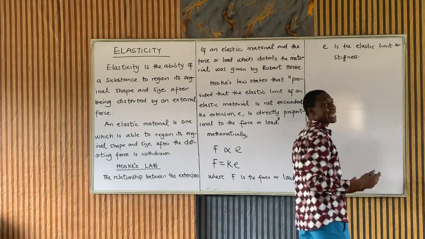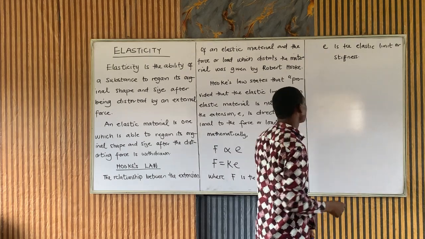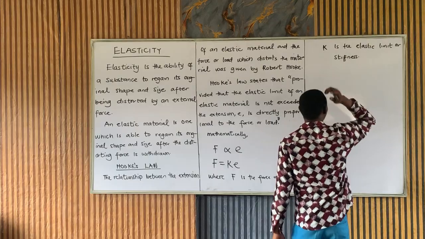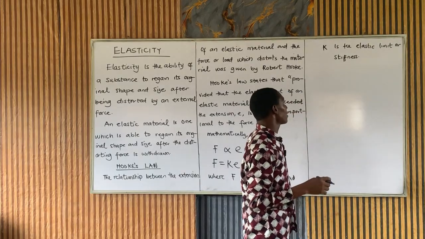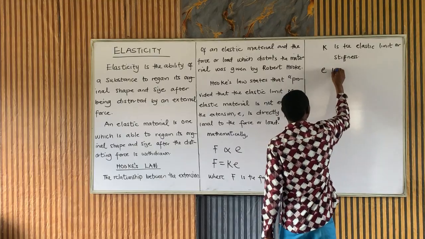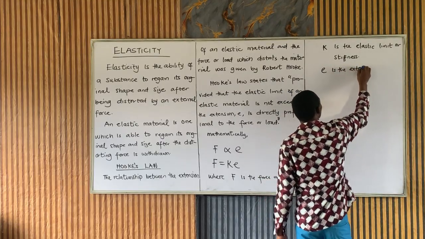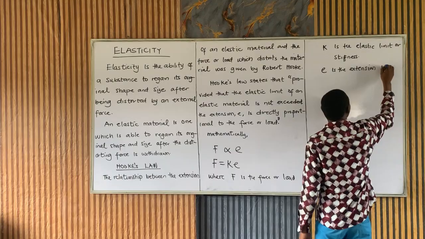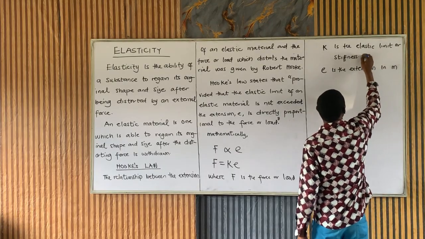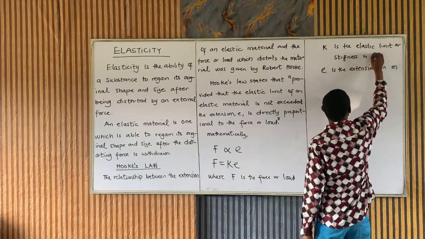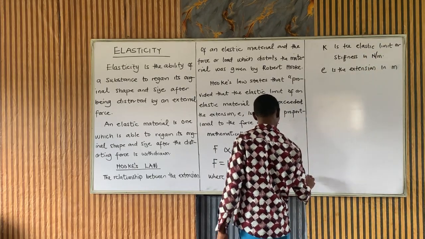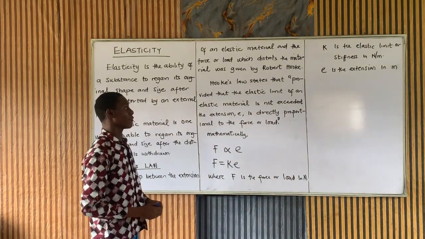Some also call it elastic constant. Still means the same. Sorry, that is K, not E, sorry, K, the elastic constant or stiffness, and E is the extension, which is measured in meters. K is measured in Newton per meter, while the load is in Newton. So take note of that.